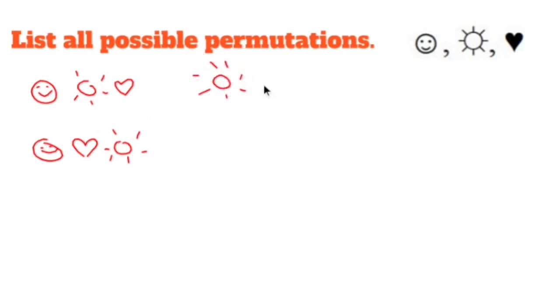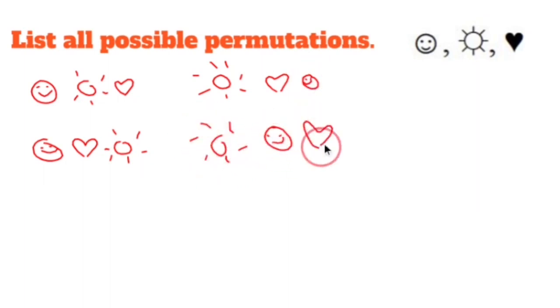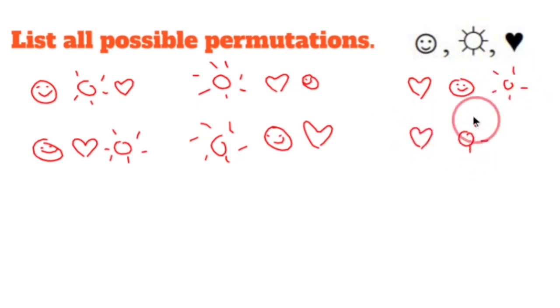If I start out with the sun, I could do sun, heart, smiley face, or I could do sun, smiley face, heart. As you can see, I'm not much of an artist, especially when I start to get lazy. What didn't I start out with? Heart. You should always lead with that, am I right? Then smiley face, and then the sun. And then last but not least, heart, sun, smiley face.